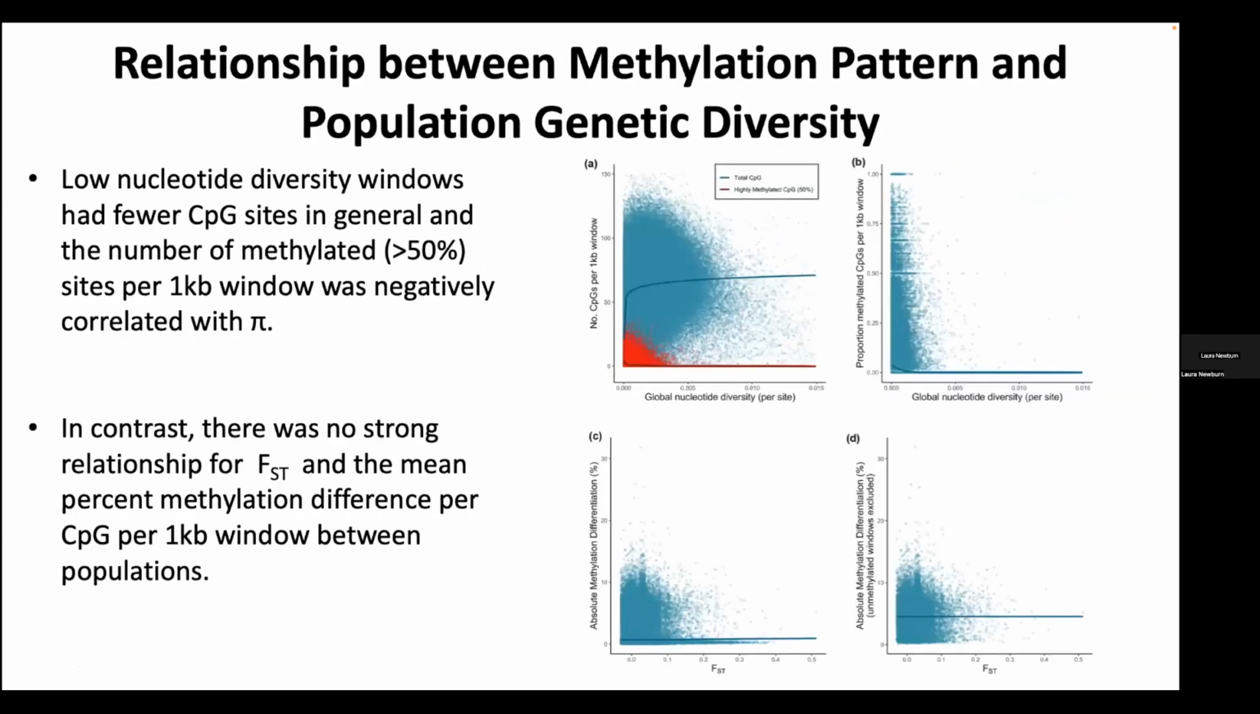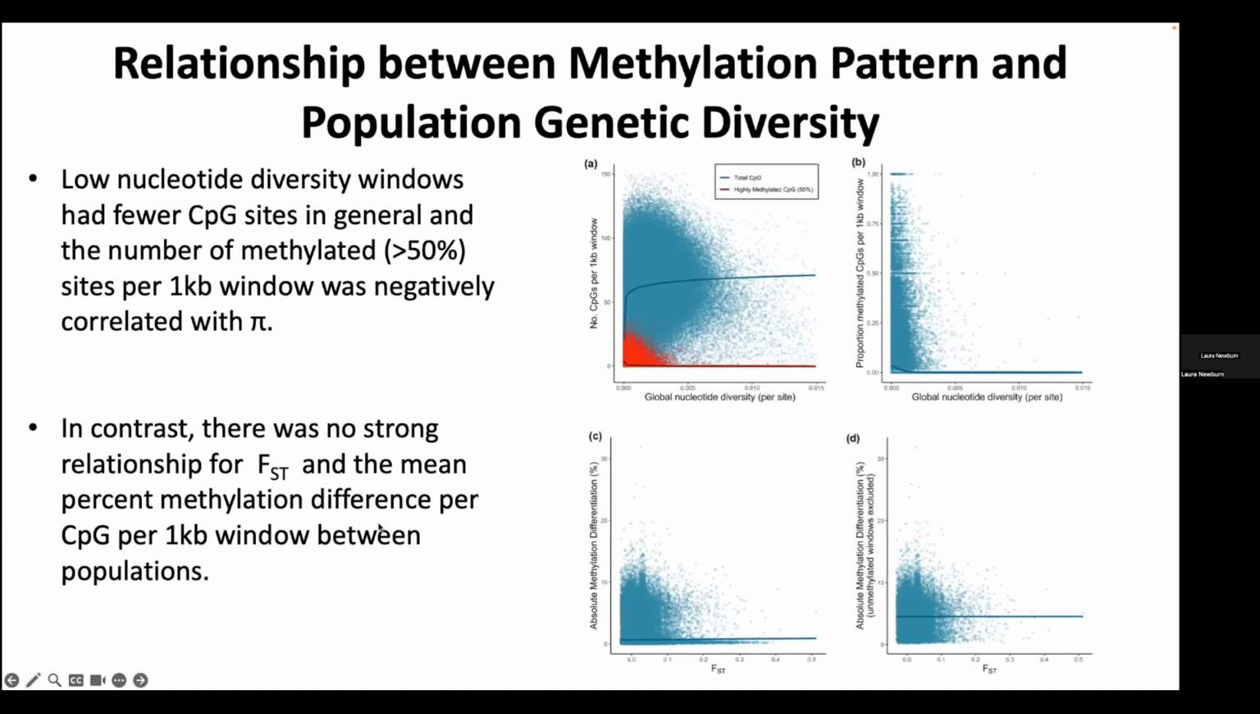We also looked at the relationship between methylation and population genetic diversity. We found that the low nucleotide diversity windows had fewer CpG sites in general, and CpG density was negatively correlated with nucleotide diversity. In contrast, we didn't see any strong relationship between FST and the mean percent methylation difference.